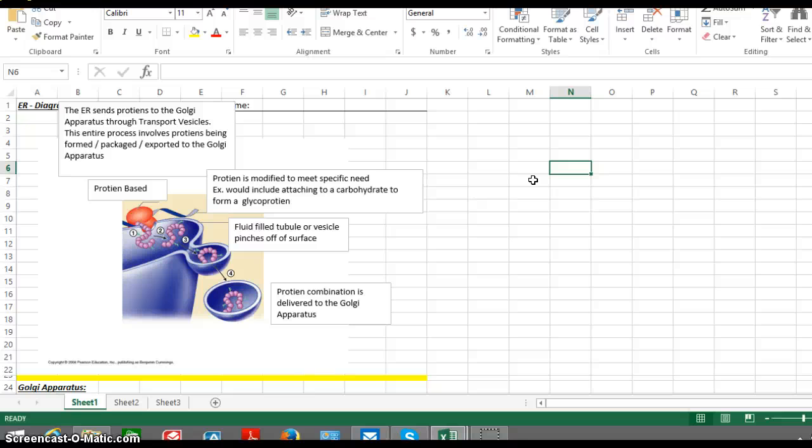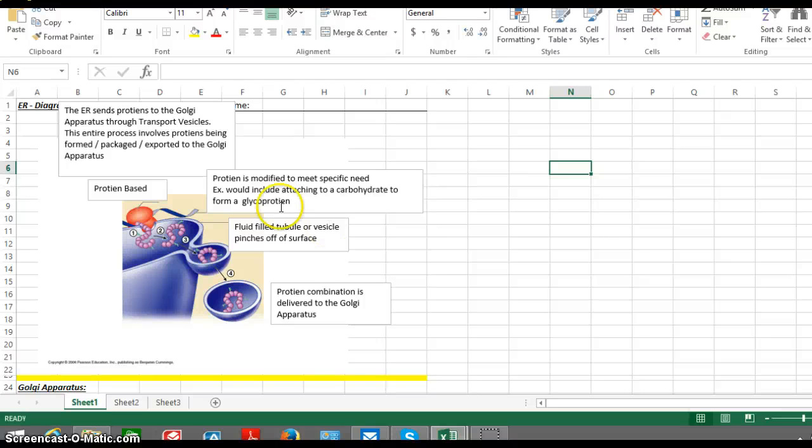So we know the endoplasmic reticulum is ribosome specific, but it also has another function. The ER sends proteins to the Golgi apparatus through transport vesicles or tubules. This entire process involves proteins being formed and packaged and exported to the Golgi apparatus. It all starts with the protein, right? We know the ER is protein specific. Ribosomes aid in that process. In this relationship, you can see the protein is modified to meet the specific need. An example of this might include attaching a carbohydrate to the protein to form glycoprotein.